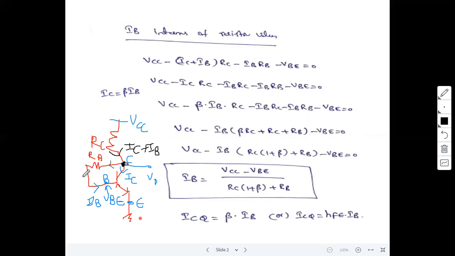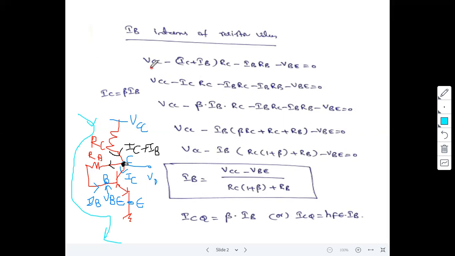Now this is the circuit configuration. Now we have to apply KVL at the input loop. This is the input loop. What does this loop contain? This loop contains VCC, RC, RB, VBE and ground. This is the path: we start here at VCC, then RC, then RB, then the base, then VBE and ground. Now we have to apply KVL to this loop.